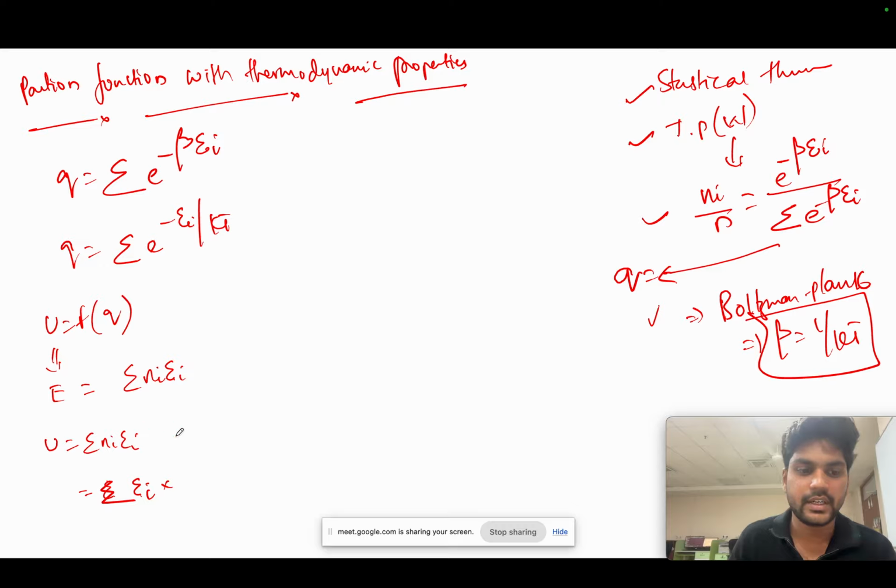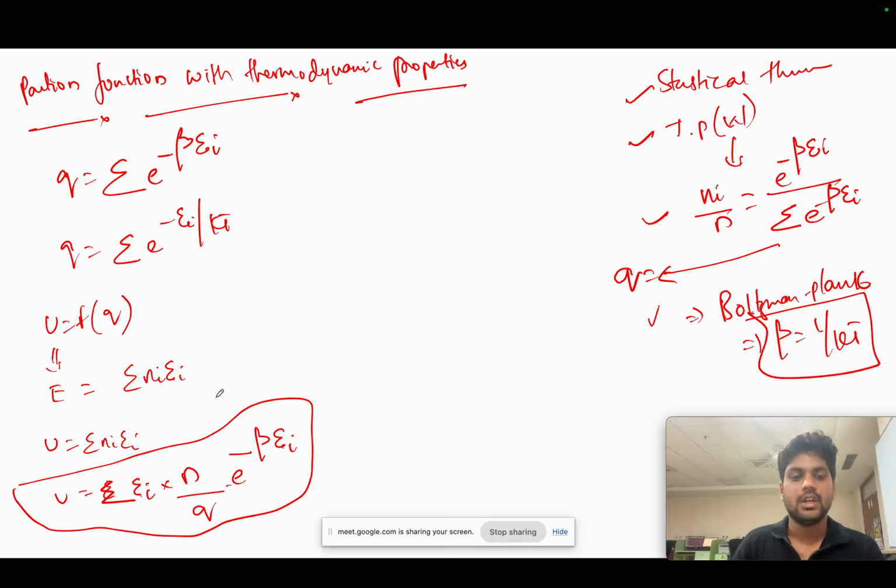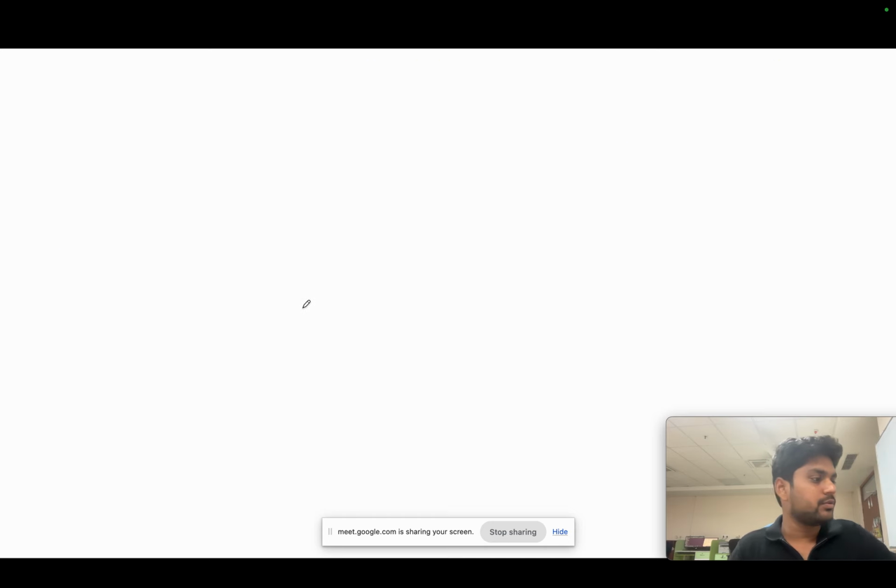So Ni from here we can get as N by Q into e power minus beta of E. So see how we are connecting the microscopic properties, suppose microscopic particles. We have how many particles in the ith state, and then we can directly conclude the macroscopic property. So this is the relation. Basically we know the macroscopic, how can we calculate the U in terms of delta U, but here we are calculating the U, the overall properties. So once you have U, then we can go for the S also.